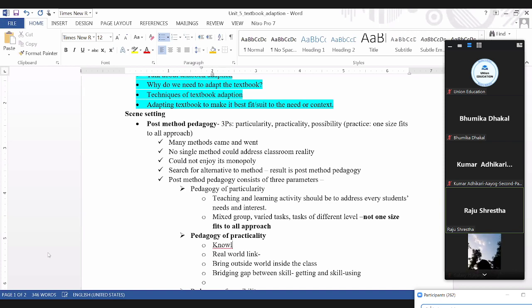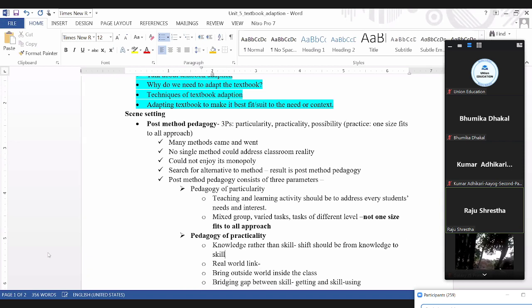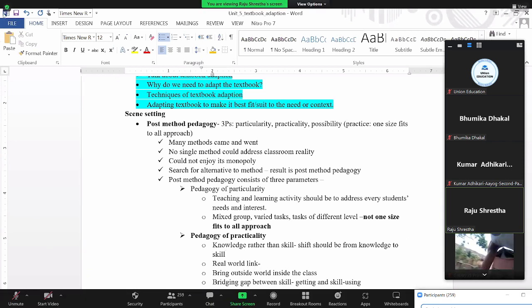We focus on knowledge rather than what? Skills. We don't focus on skills. So now our shift, कतातिर हुनु पर्छ? Shift should be towards... shift should be from knowledge to skill. अब knowledge to skill. हाम्रो चाहिँ knowledge based education, now we have to go to skill based education.